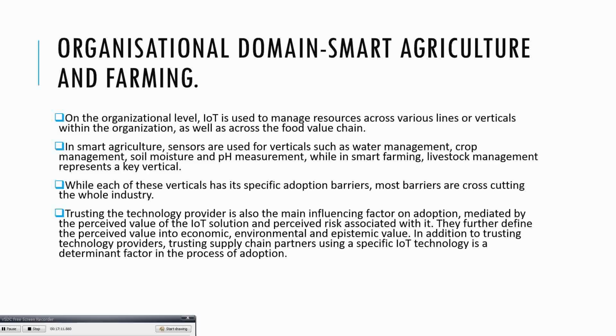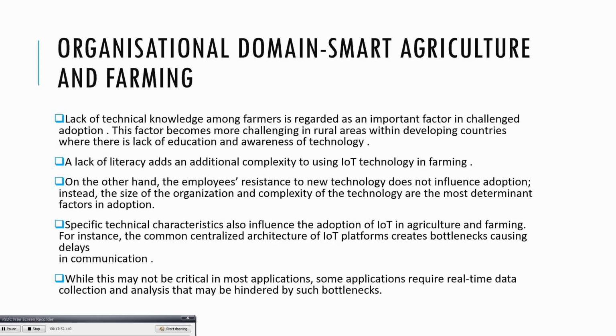Trusting the technology provider is also the main influencing factor on adoption, mediated by the perceived value of the IoT solution and the perceived risk associated with it. They further define the perceived value into economic, environmental, and epistemic value. In addition to trusting the technology provider, trusting supply chain partners using a specific IoT technology is a determinant factor in the process of adoption. Next, a lack of technical knowledge among farmers is regarded as an important challenge in adoption. This factor becomes more challenging in rural areas within developing countries where there is a lack of education and awareness of the technology. A lack of literacy adds additional complexity to using IoT technology in farming.